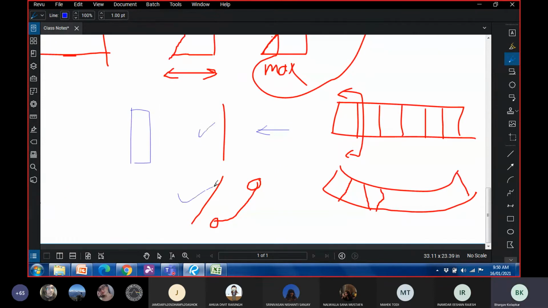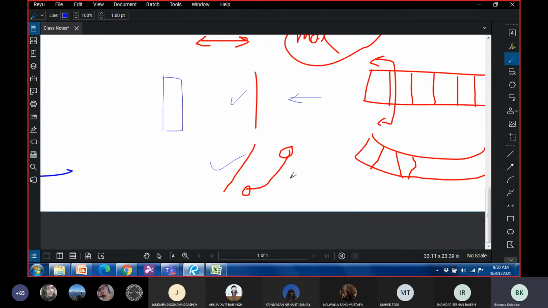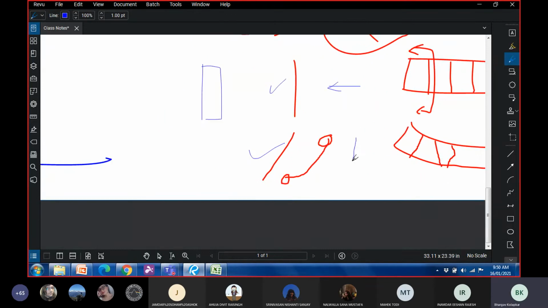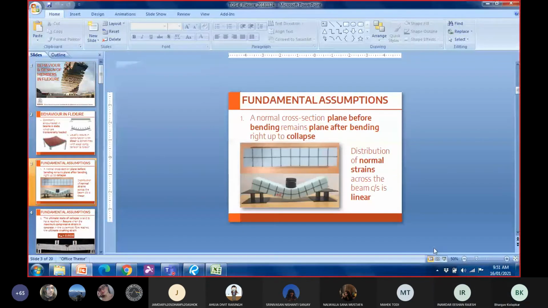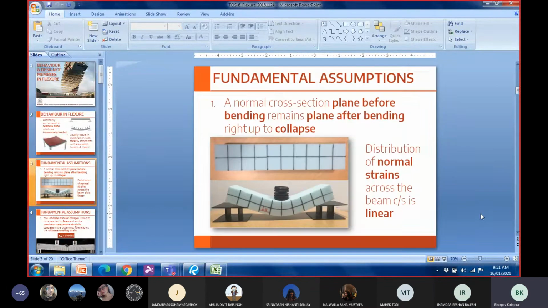This is before bending, this is after bending. It was plane before bending and it remains plane after bending, meaning it does not distort. It does not distort like this. Yeah, understood. Okay. Any more questions?